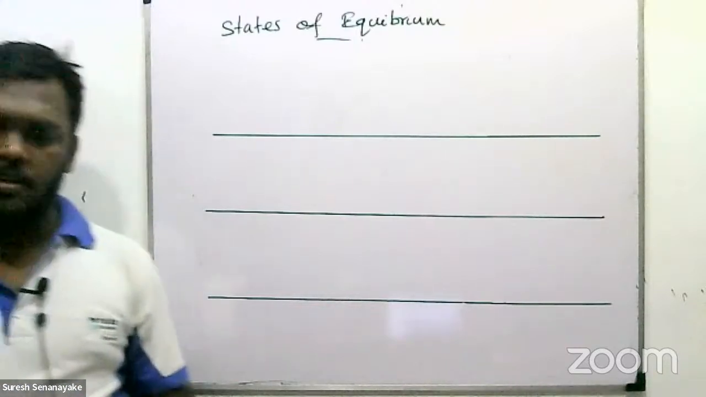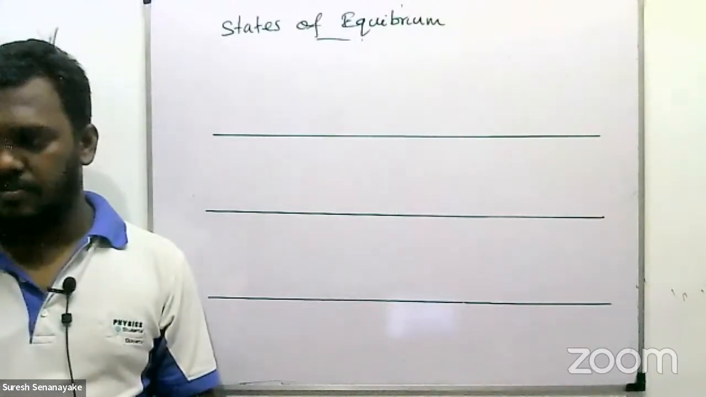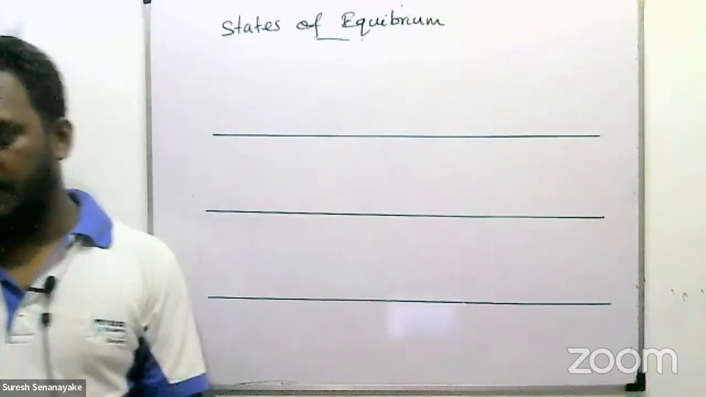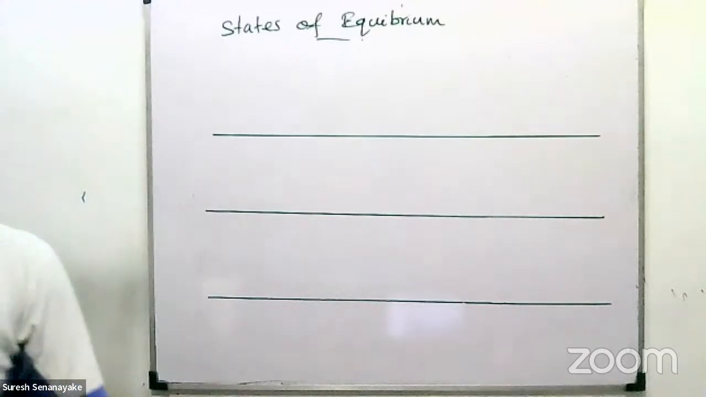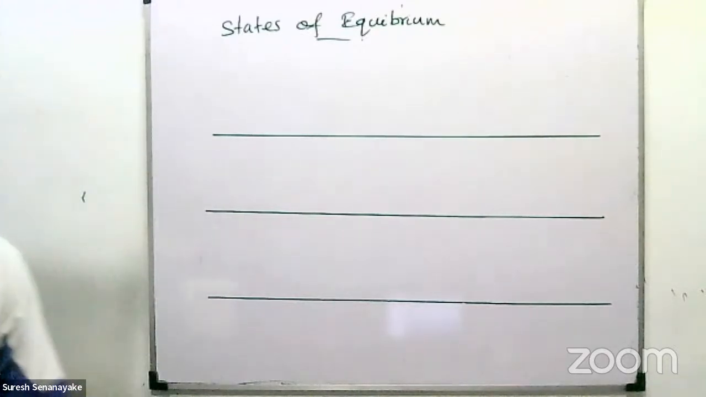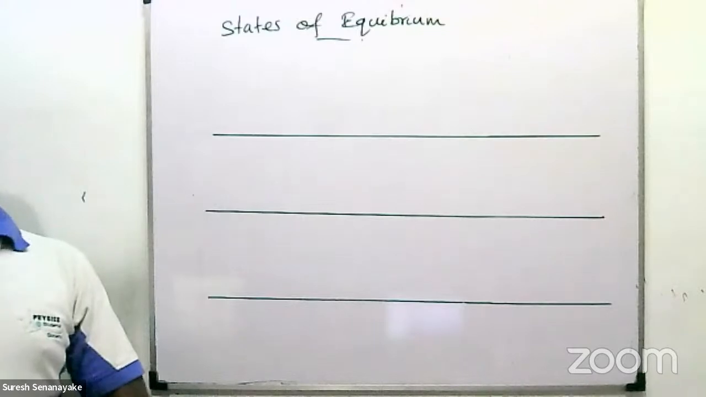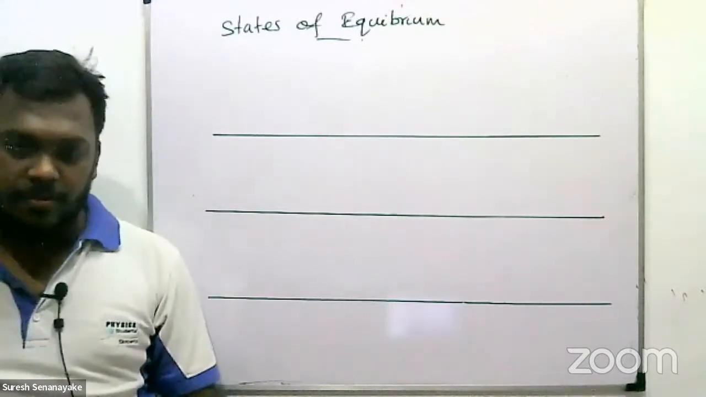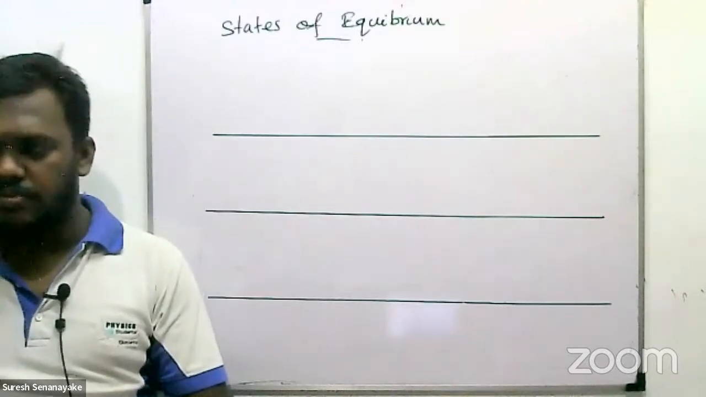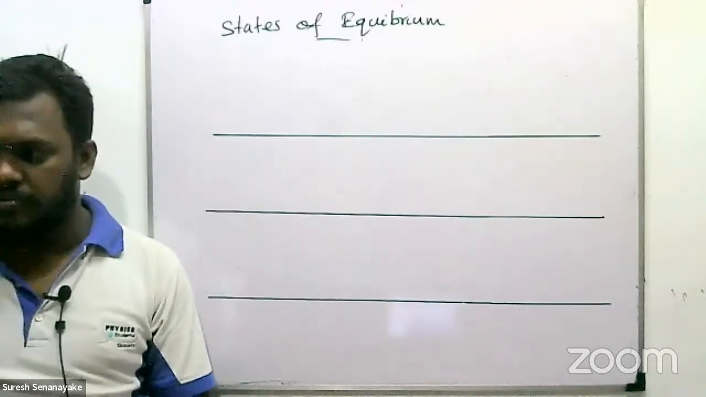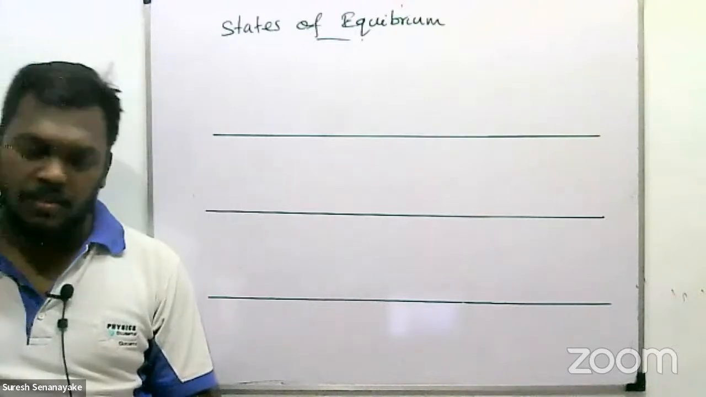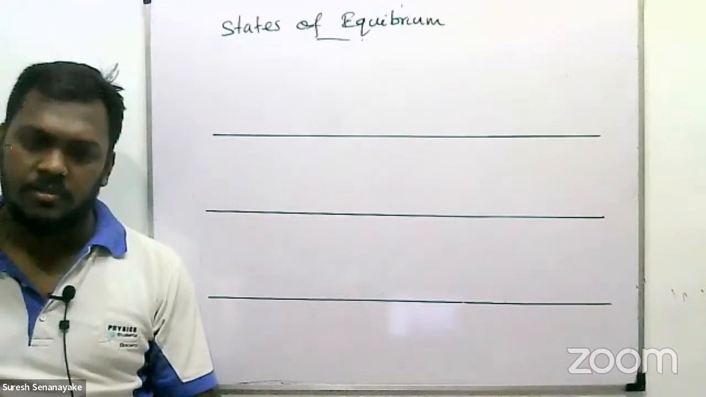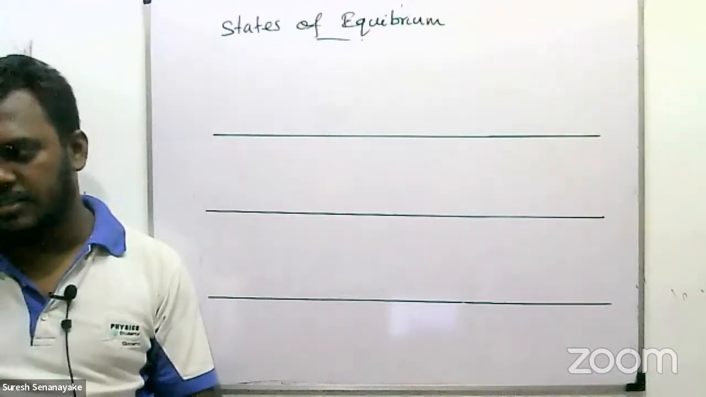These are called states of equilibrium, of which one would be safe, another moderately safe, and yet another unsafe.